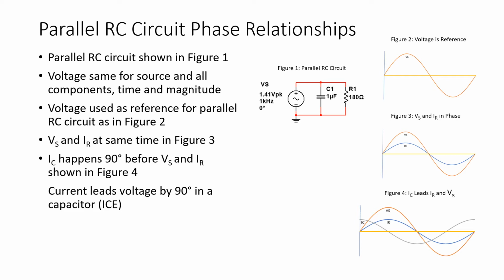However, from our discussions of the action of capacitors, you recall that current leads voltage by 90 degrees in a capacitor. So referring to Figure 4, we see that the capacitive current happens 90 degrees before the resistive current and the source voltage.